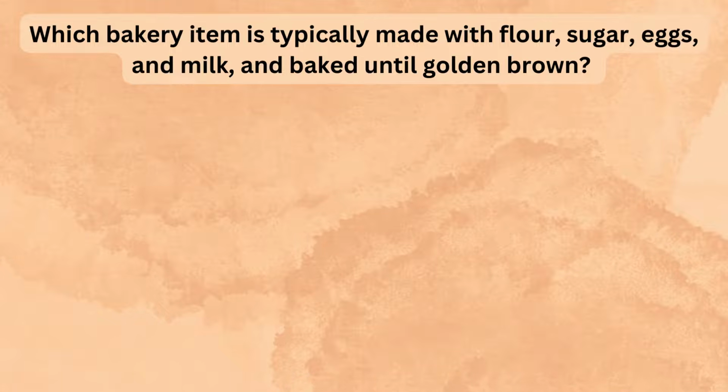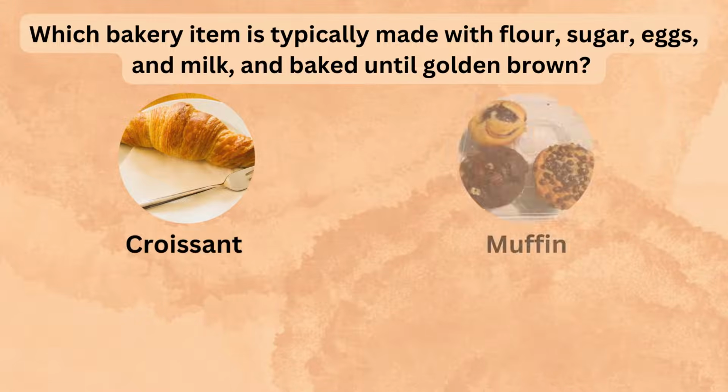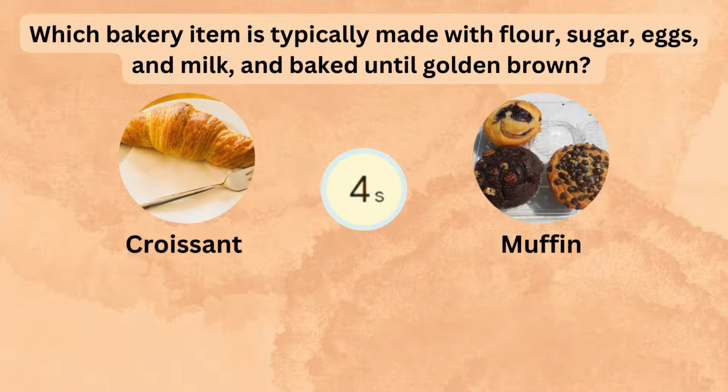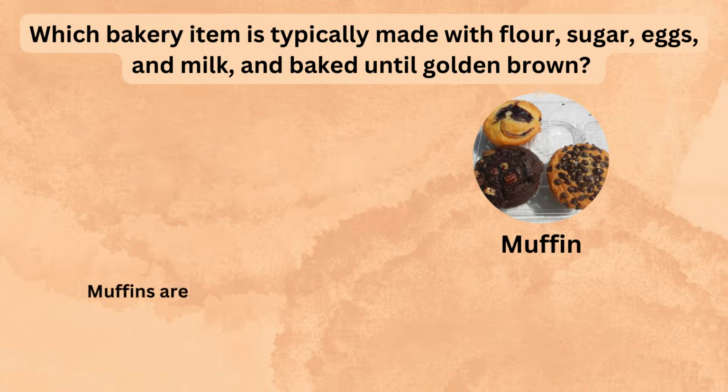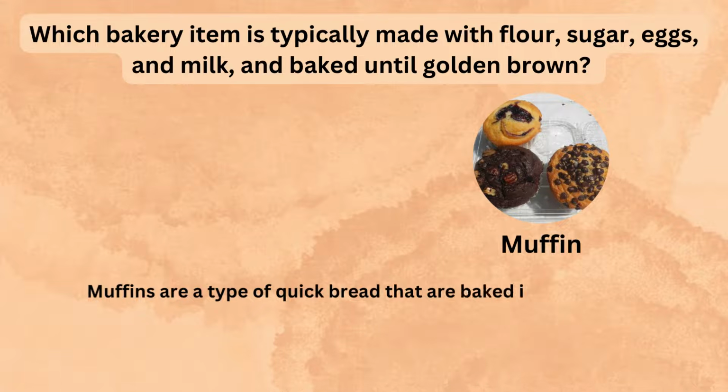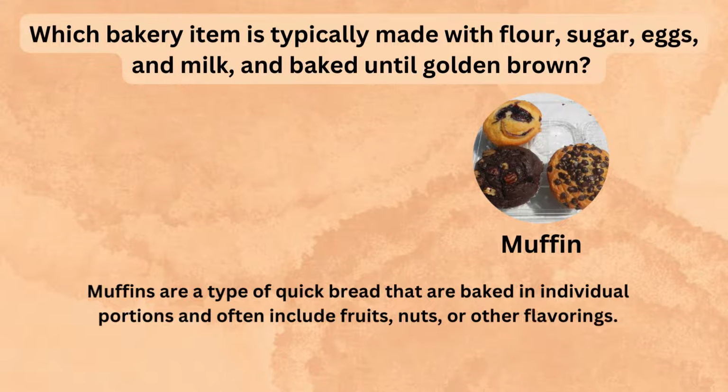Which bakery item is typically made with flour, sugar, eggs, and milk and baked until golden brown? Croissant or muffin? Muffins are a type of quick bread that are baked in individual portions and often include fruits, nuts, or other flavorings.